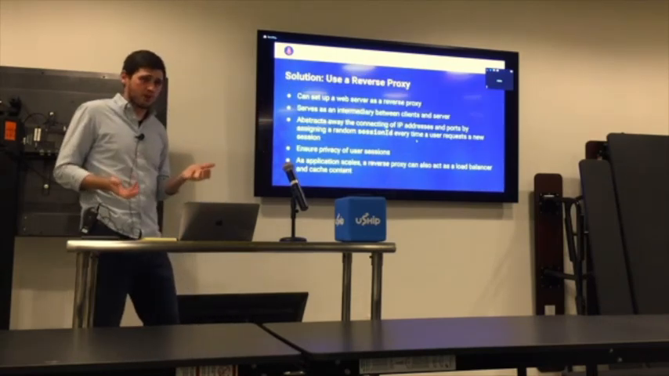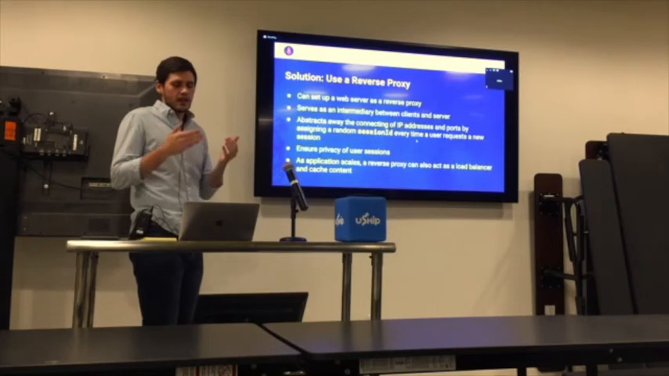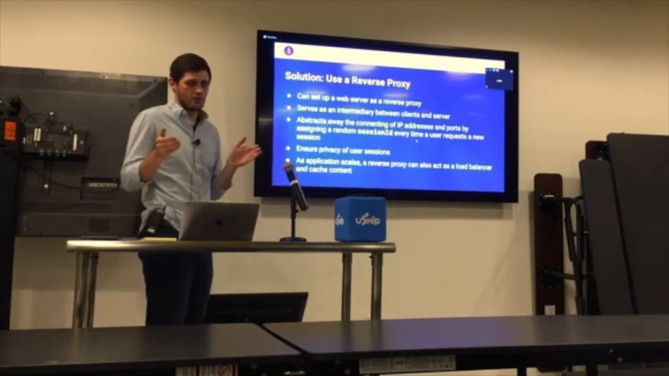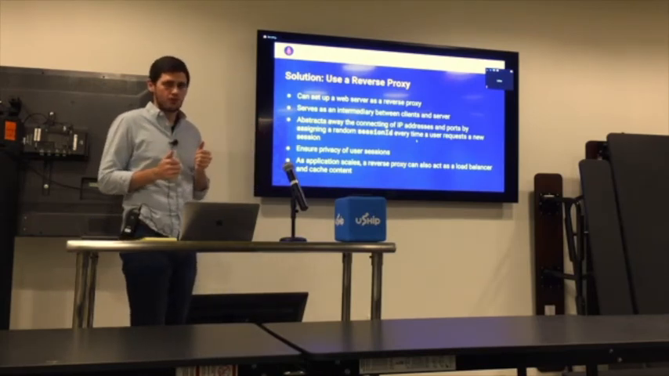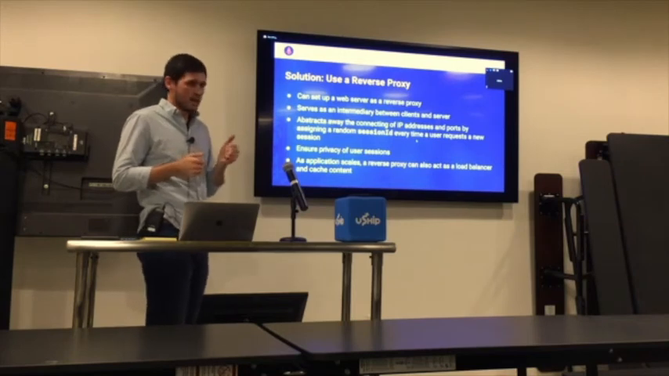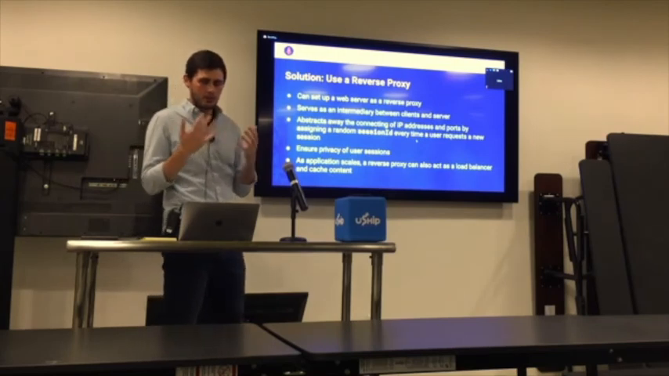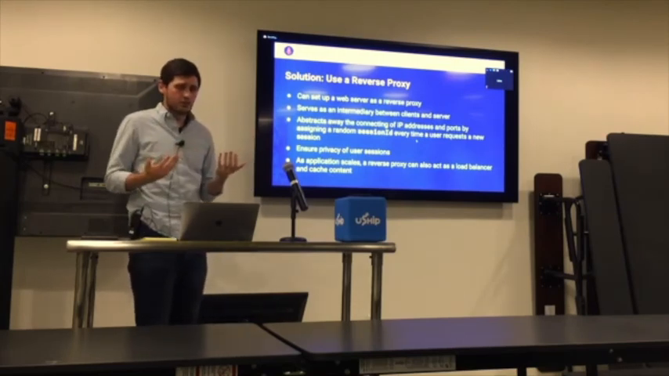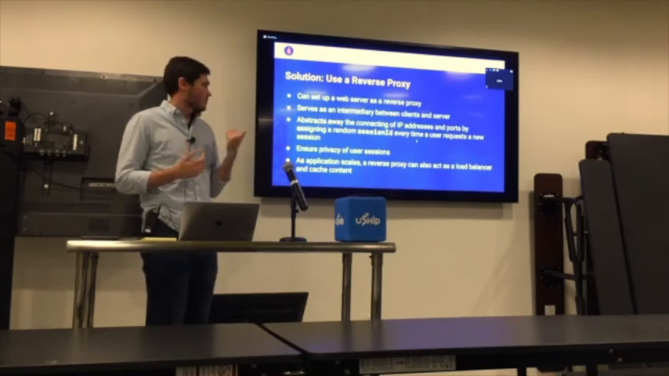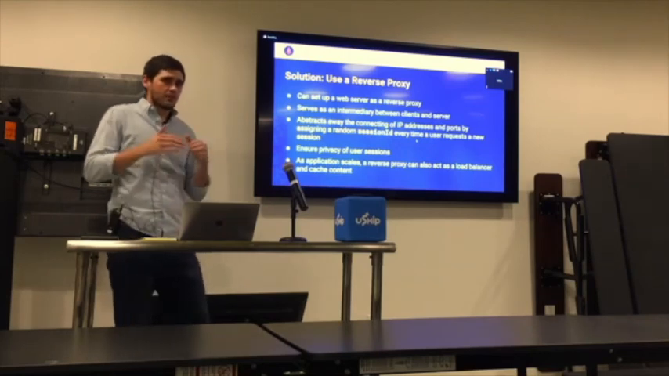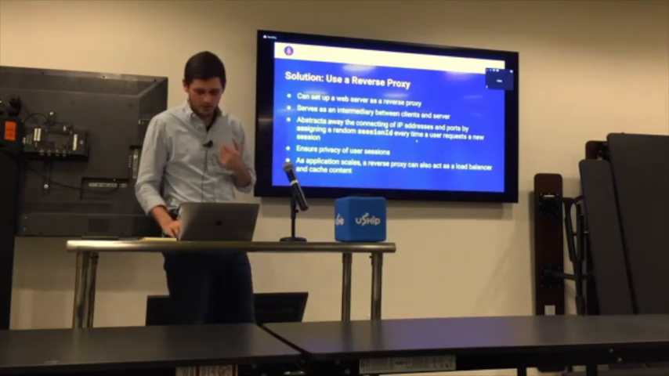So we ended up using a reverse proxy to help solve this problem. So we set up a web server as a reverse proxy, and it serves as an intermediary between clients and the server. So we basically abstract away all that connecting of the IP addresses and the ports by assigning a random session ID every time we make a new session. So there's none of that clear mapping, it's abstracted away. And this ensures the privacy. Our session ID is going to be a lot harder for anyone to just randomly guess and find out. And then as a bonus, always trying to look forward, as our application scales, the reverse proxy can act as a load balancer if we add more servers or can cache some content for us.